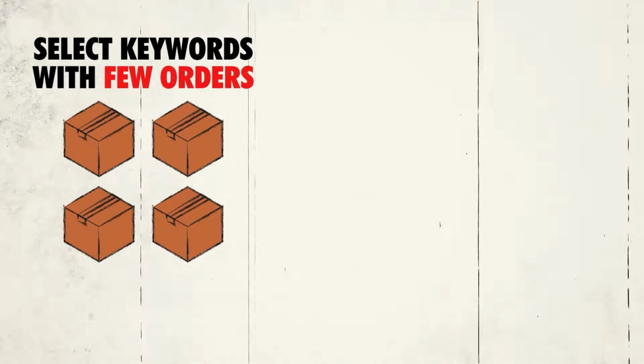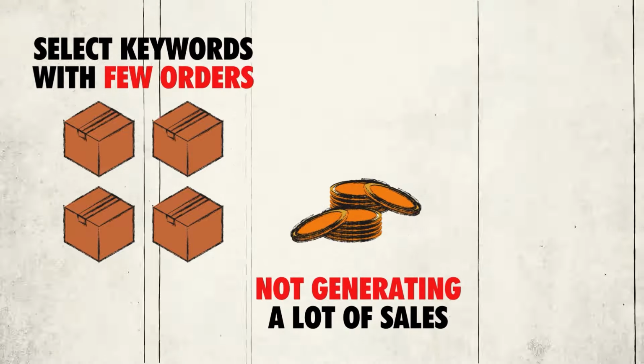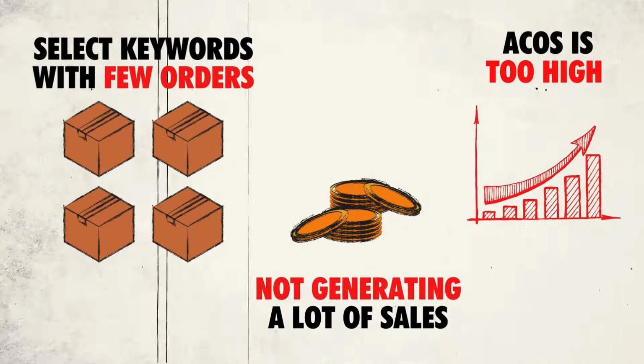So what you want to do is mainly select keywords that have 1, 2, 3, or 4 orders and are not generating that much sales, and as a result, the ACOS is too high. Again, you're going to highlight all of those in yellow. Then you're going to highlight everything, and only show the things that you highlighted in yellow.